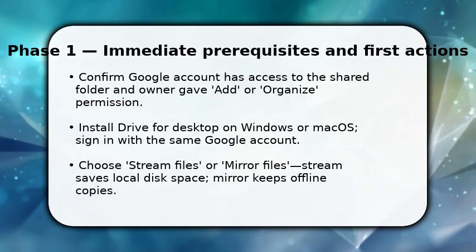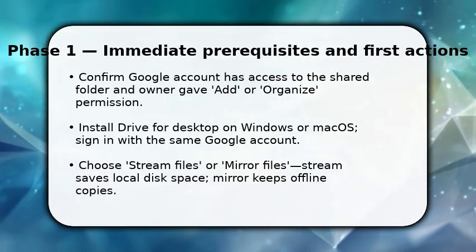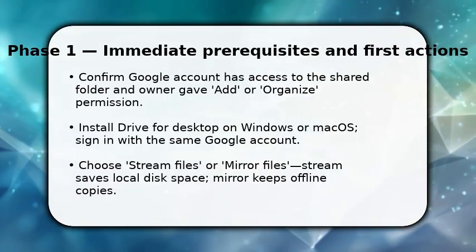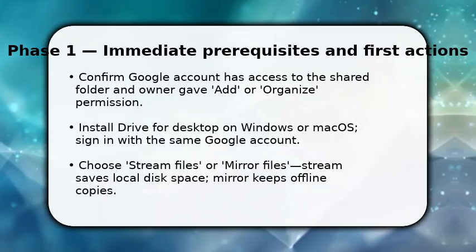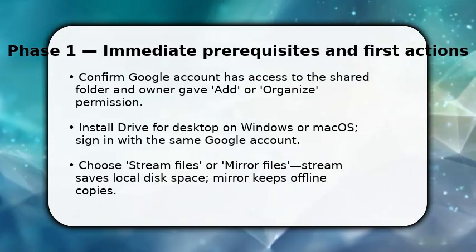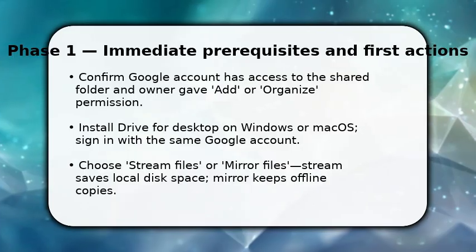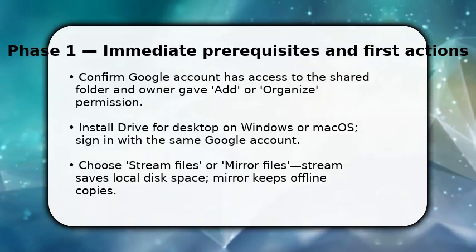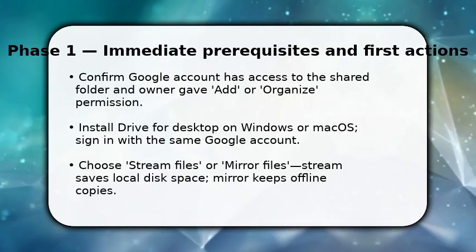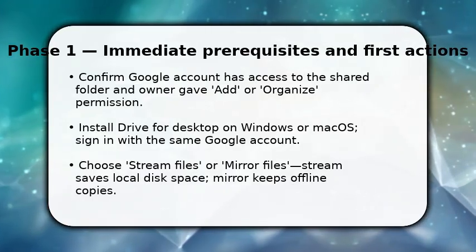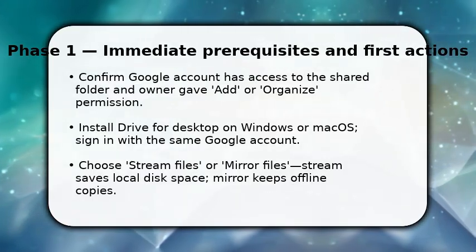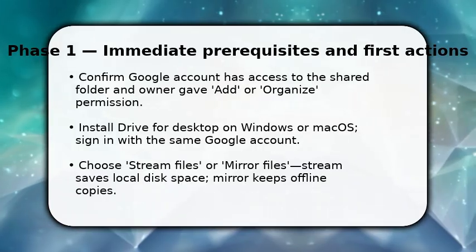You'll begin by signing into Drive for Desktop and connecting the correct Google account. Once done, pick Stream versus Mirror. Streaming mounts the cloud as a virtual drive to save disk space, while mirroring downloads files for offline work. Make sure the shared folder is visible in Shared Drives or Shared with Me and the owner gave you suitable permissions, otherwise you can't sync it.